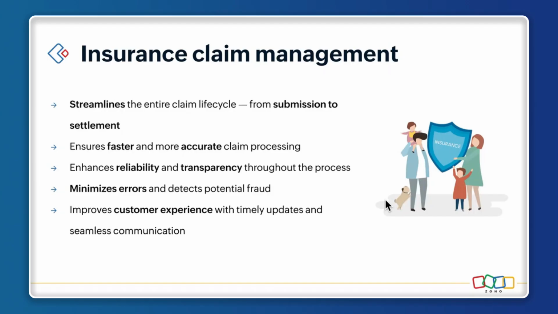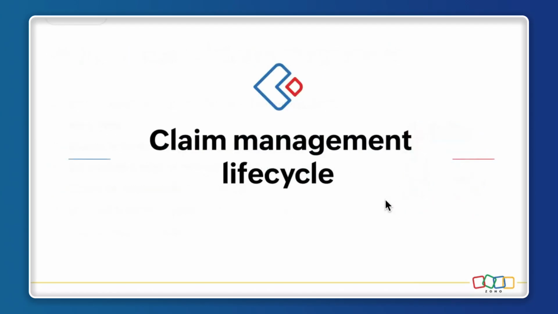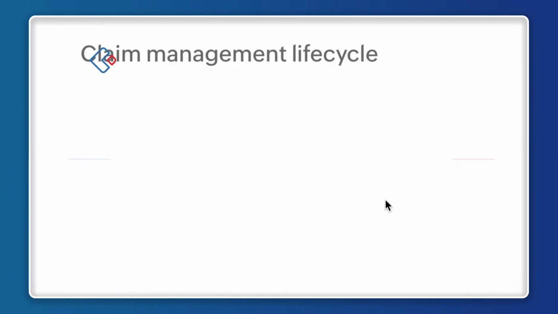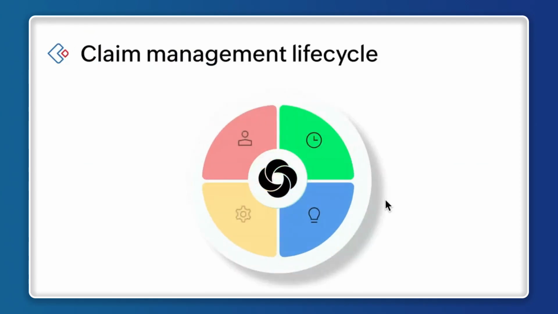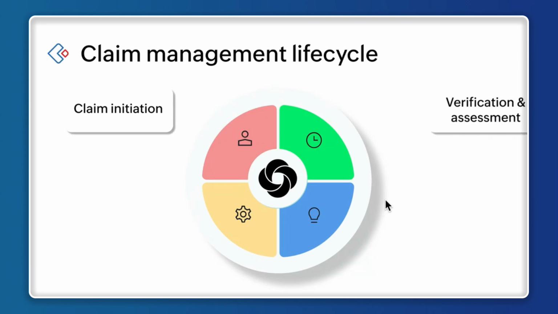For that purpose, we have built an application with Zoho Creator that will help us automate this insurance claim management. Before we talk about the application, let's quickly discuss the claim management life cycle. What happens between the claim submission and claim settlement? We have segregated this life cycle into four steps. The first step is claim initiation. This is where the policyholders or the customers submit their claim with their supporting documents. Once the claim is initiated, it goes into the second step, that is verification and assessment.